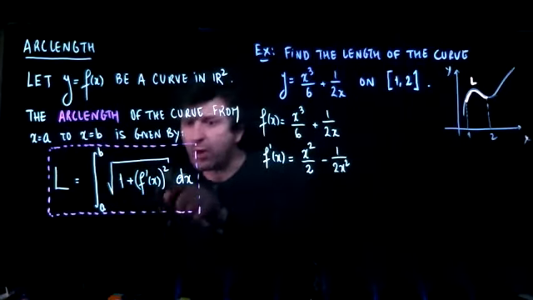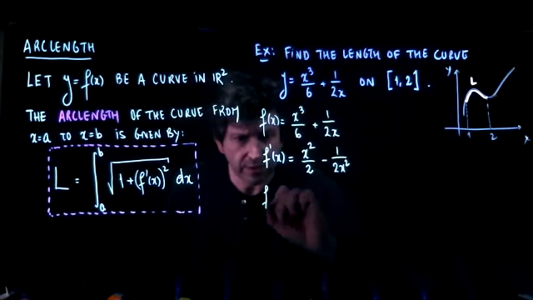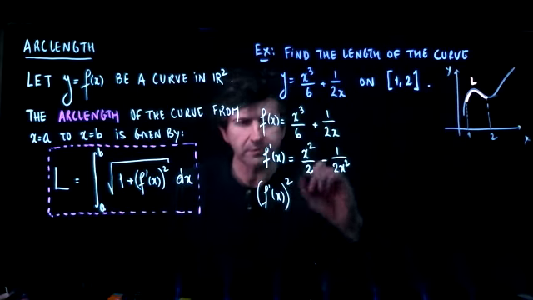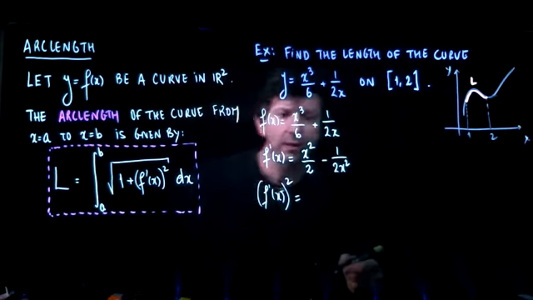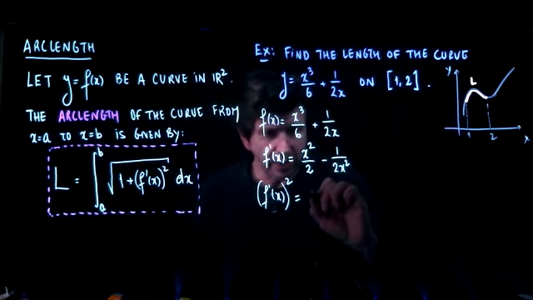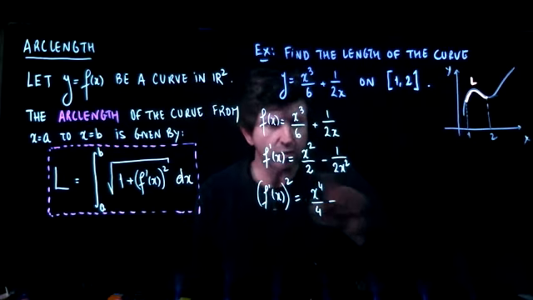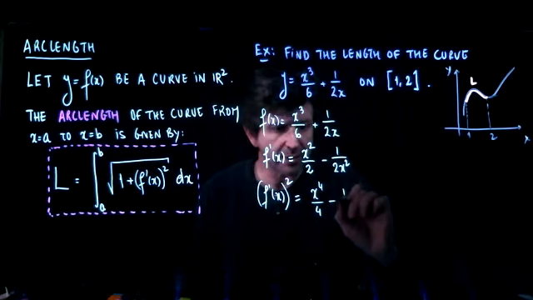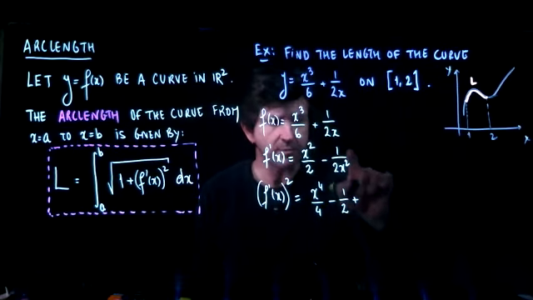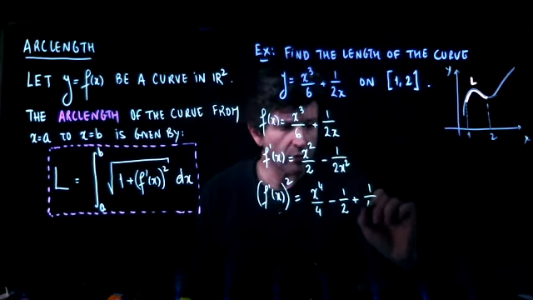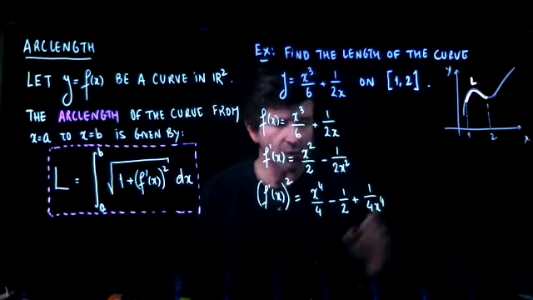Then I need to square it. So let's find f prime of x squared. Okay, so let's square this. So I get x to the 4 over 4 minus 2ab, so I get minus 1/2 plus b squared, so 1 over 4x to the 4.